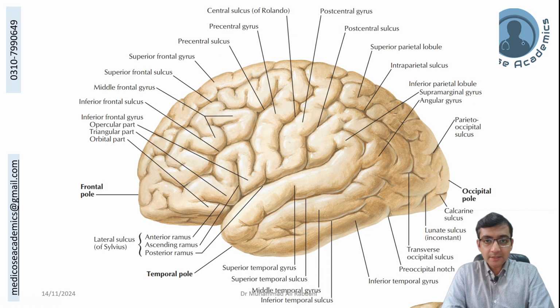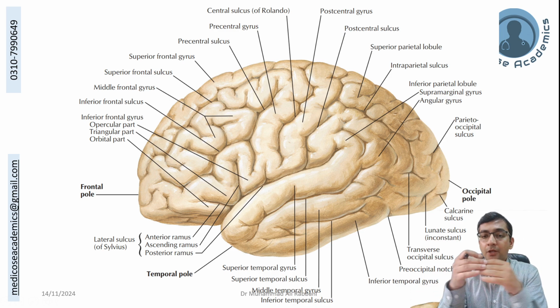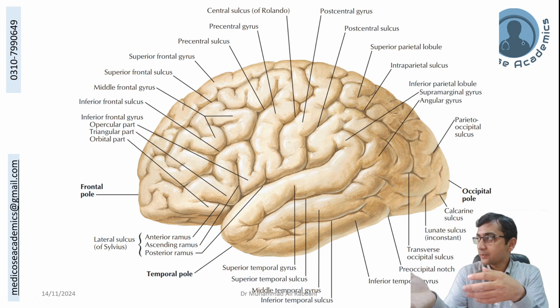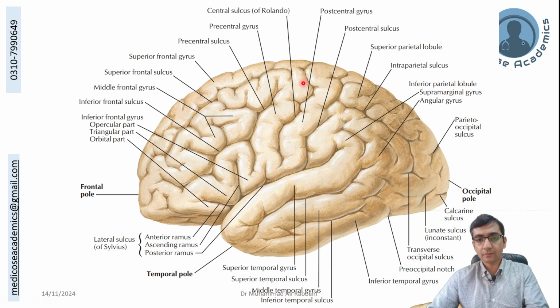So, this is how your brain looks, this is a picture from Netter's Atlas, by the way. This is how your brain looks from the external aspect. It contains a large number of folds. The raised areas of those folds are called gyri, gyrus singular, gyri plural, and the dip between two gyri is called a sulcus.